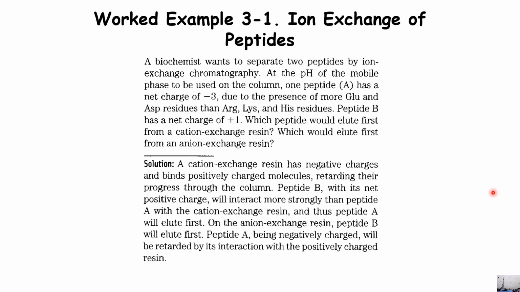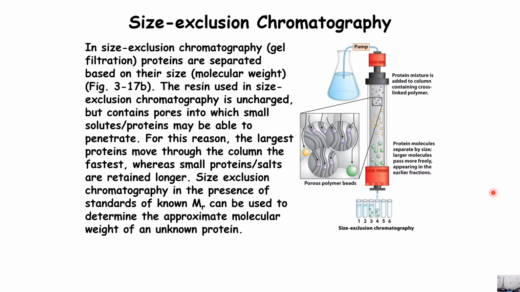Okay, so what happens in size exclusion chromatography? In size exclusion chromatography, or gel filtration chromatography, or gel permeation chromatography, the proteins are separated based on their size or their molecular weight. So they need to have different molecular weights in order to be resolved properly and separated.